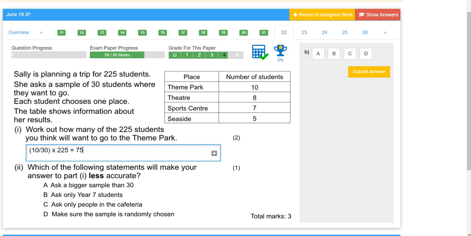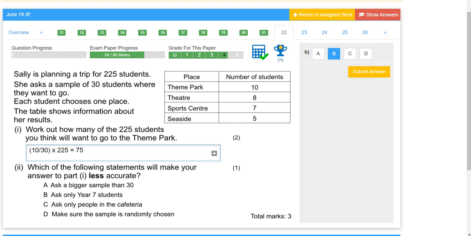But what about only asking year 7s? Well, I can imagine year 7s might not be as interested in some things as other students, so that would be a problem. I'm definitely going to stick in a B there. But the question says, which of the statements, so maybe there's more than one answer.